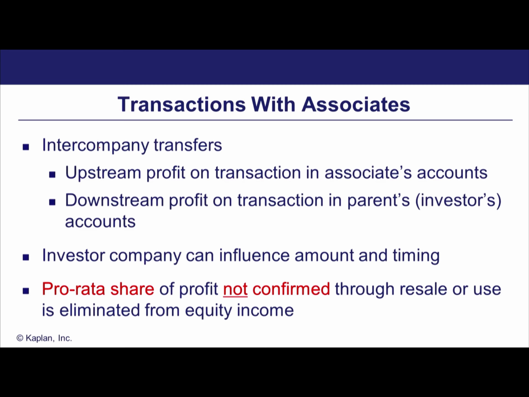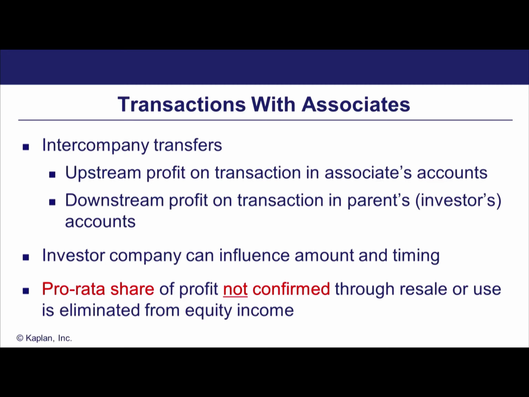So what we're asked to do here is take a pro rata share of the profit not confirmed from resale or use and eliminate it from the equity income. Okay, let's break that sentence down to make sure you're clear on what's happening here. Pro rata share. If you own 30% of the associate, then your pro rata share is 30%. So we're going to have to eliminate our share of the profit that hasn't been confirmed from resale or use.